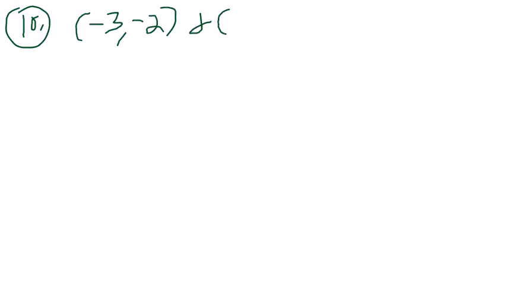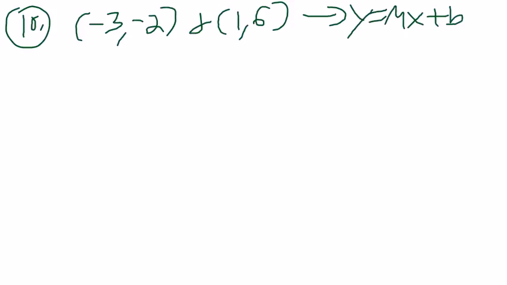Let's see here. Let's do number 10. All right, number 10, we want to put it in slope-intercept form if the line passes through (-3, -2), and it also goes through the point (1, 6). Now, it says it wants it in slope-intercept form, which we know is y equals mx plus b. So I need to find just two things, the slope m and the y-intercept b. So I can first use the slope formula to get m. Okay, my y values are negative 2 and 6.